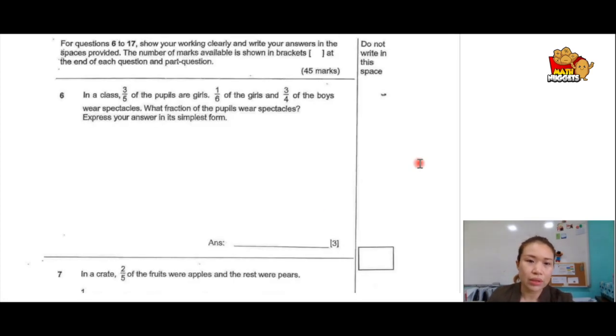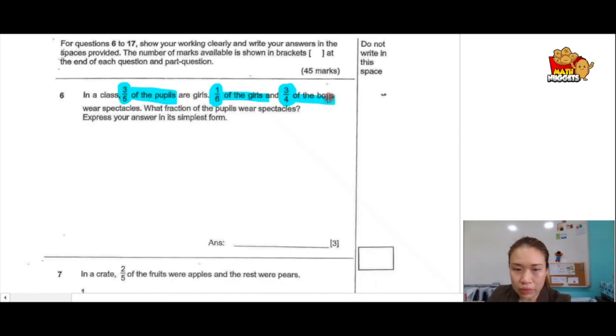Question 6. Fractions. So for fractions questions, always check if the fractions are referring to the same whole. This one says 3/5 of the pupils. This one says 1/6 of the girls. This one says 3/4 of the boys. They are all of different things, so they are not referring to the same whole. We cannot change them to the same denominator. So I'm just going to list down my fractions.